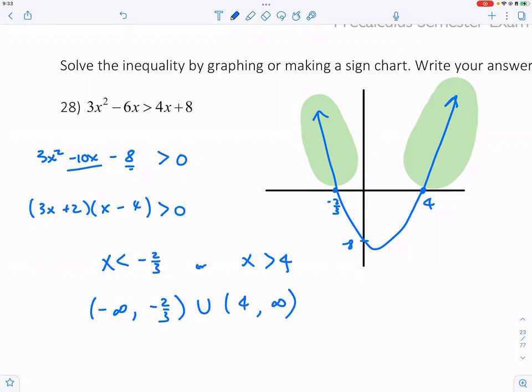Just a reminder, you would always write the smaller number first and then the bigger number. And we use parentheses in this case because neither the negative 2/3 nor the 4 would be included, since they only give you the function value of 0, and we do not want 0. We want something that's greater than 0.